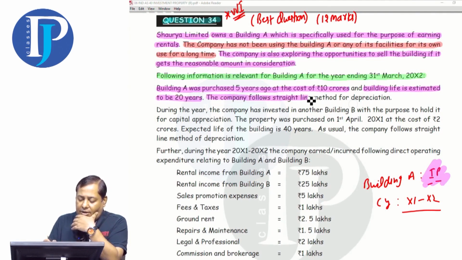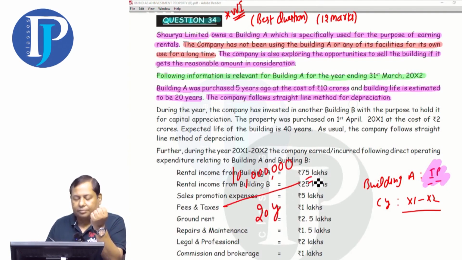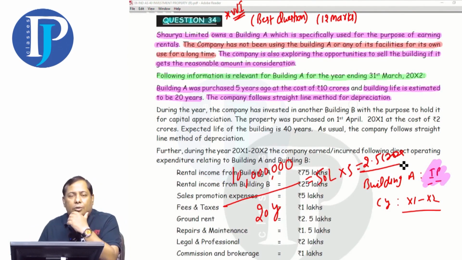The company applies depreciation on a straight line method basis. So the essence is, if you have purchased a property for 10 crore, its lifespan is 20 years. So depreciation for 1 year is 50 lakhs. 5 years depreciation is 2.5 crore. You have depreciated 2.5 crore rupees over the past 5 years, and a depreciation of 50 lakhs will apply in the current year.